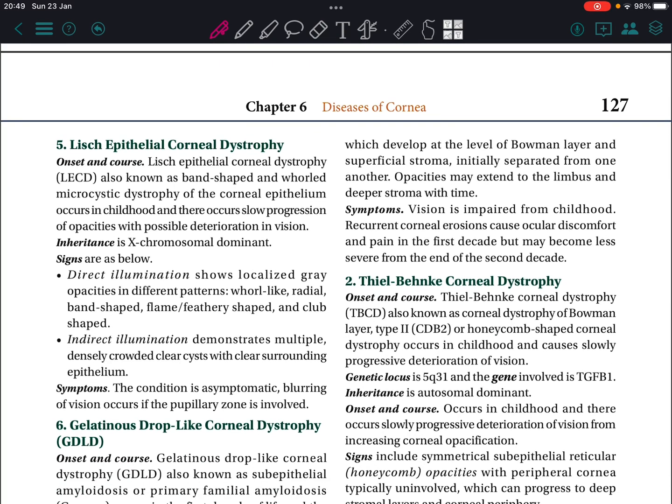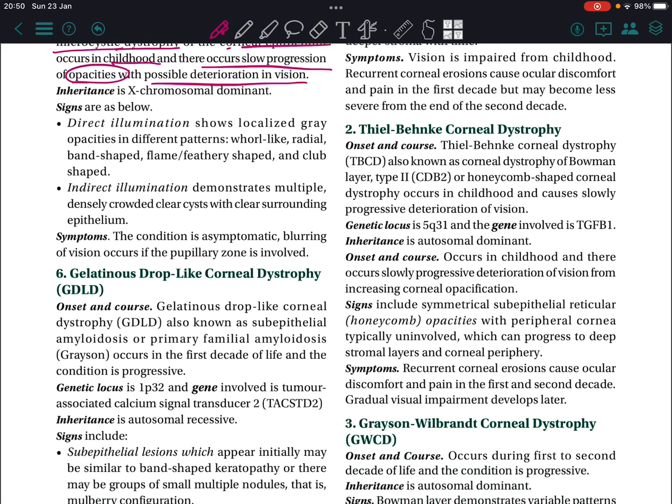Lisch epithelial corneal dystrophy. Onset and course: it is also known as band-shaped whorled microcystic dystrophy of the corneal epithelium. It occurs in childhood, and there is slow progression of opacity with possible deterioration in vision.